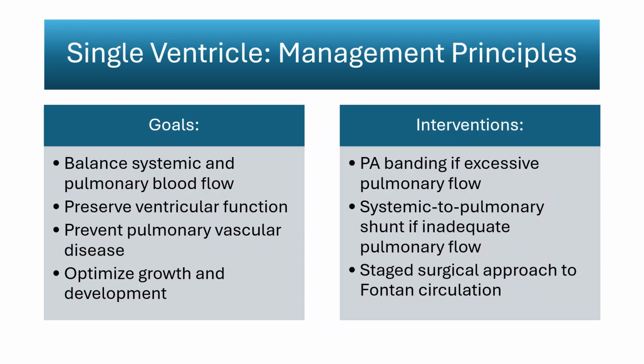Initial interventions are tailored to the direction of imbalance. If pulmonary blood flow is excessive, pulmonary artery banding reduces volume overload to the lungs and protects ventricular function. When pulmonary flow is inadequate, a systemic to pulmonary shunt, such as a modified Blalock-Taussig shunt, is placed to provide reliable pulmonary blood flow. All patients ultimately move toward a staged surgical pathway, beginning with stabilization of flow balance in the newborn period, followed by the superior cavopulmonary connection, and culminating in the Fontan procedure to achieve complete separation of circulations.